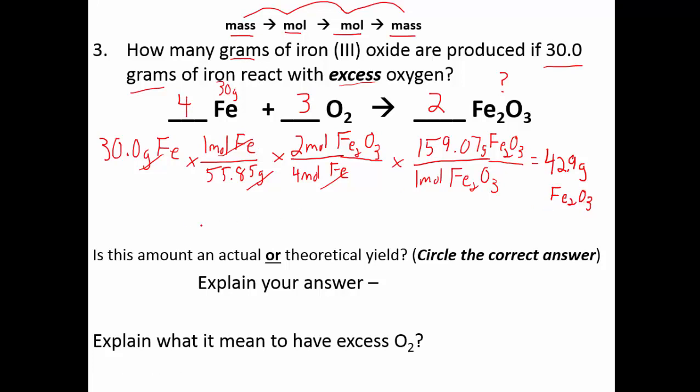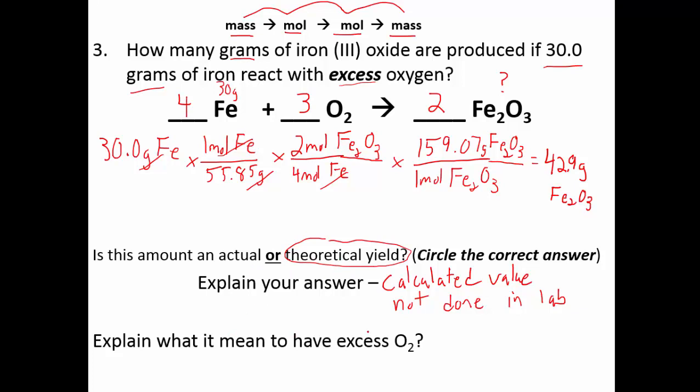Now, a couple of other questions. Is this amount actual or theoretical? So theoretical yield, what would we look at? This is a calculated value, so not done in a lab setting or in lab. So it's a theoretical, not what you actually calculate, but in theory what you should get.